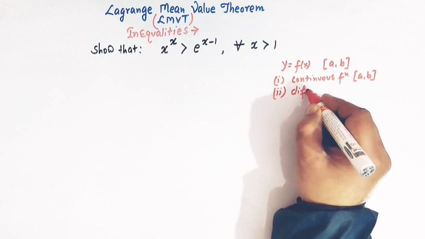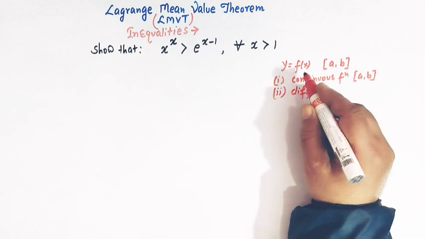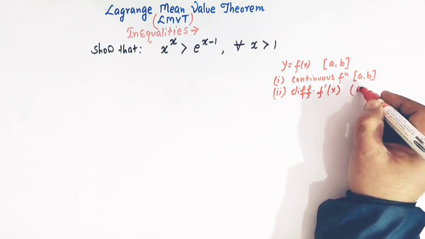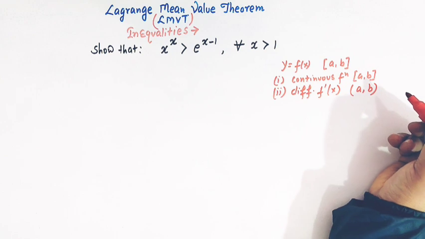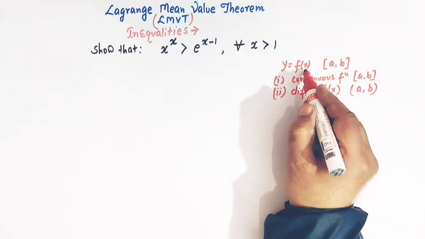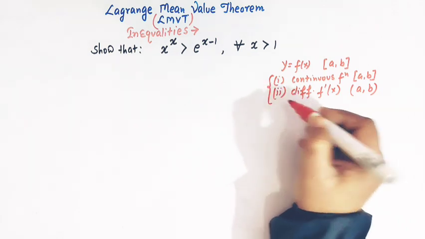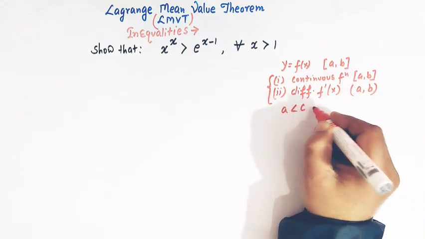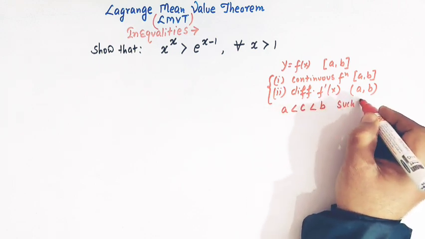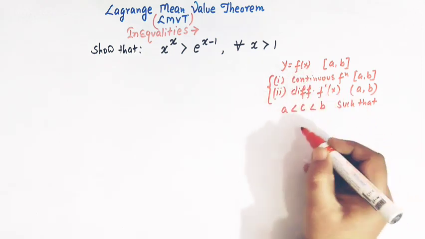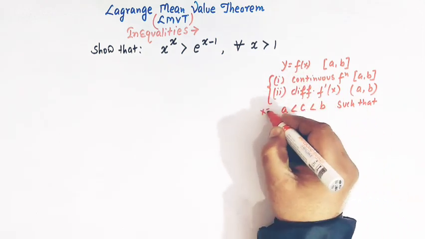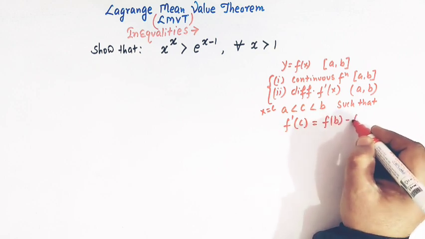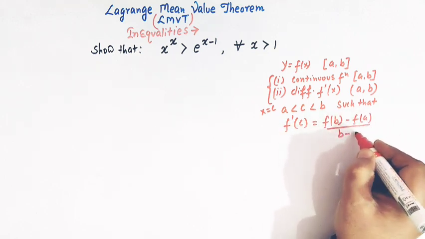And the second condition, which is very important, is that this function f of x has a derivative, or it is differentiable, right? So this function f of x should be differentiable, that is f prime of x exists for all x belonging to the open interval a comma b, right? So once this function y is equal to f of x satisfies these two properties, then we must have a point c which lies between a and b such that the derivative of this function at x is equal to c, that is f prime of c, must be equal to f of b minus f of a divided by b minus a, right?